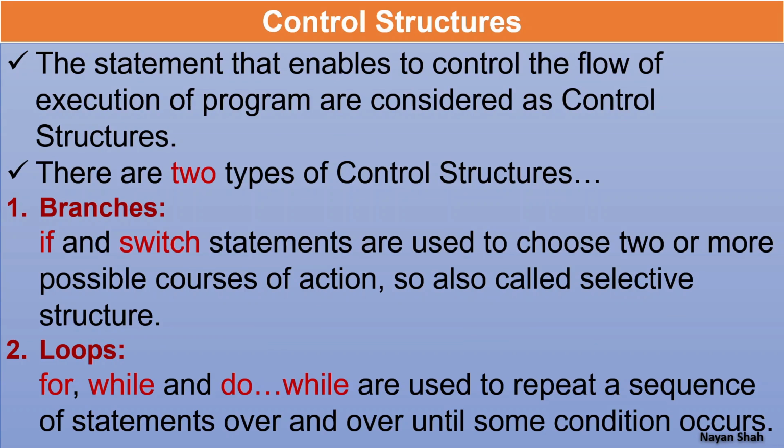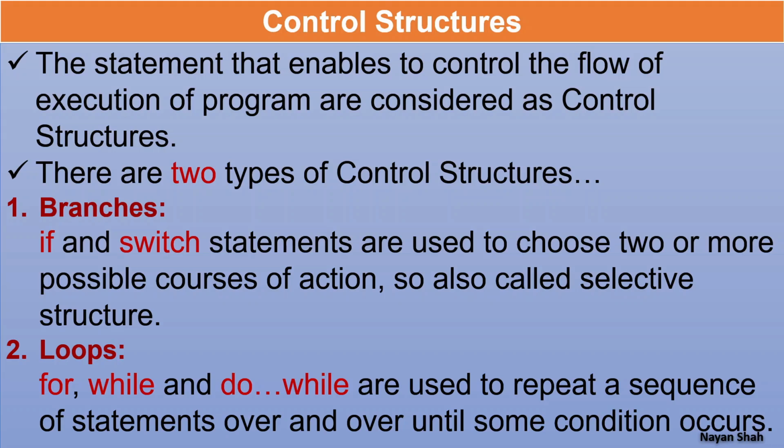Control structures. The statements that enable us to control the flow of program execution are considered control structures. They are mainly used to divert the flow of the program. Normally program flow goes sequentially, first statement, second statement and so on. But if somewhere you want to divert that flow, we use control structures.